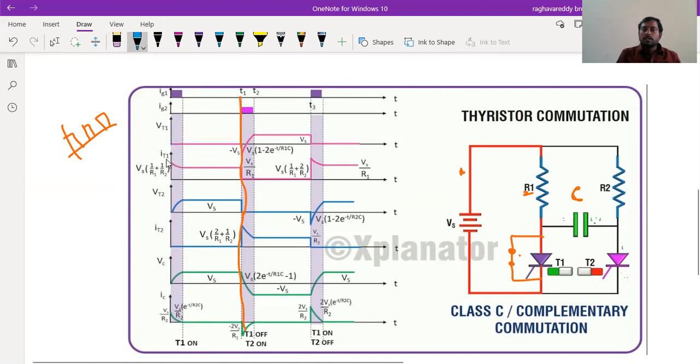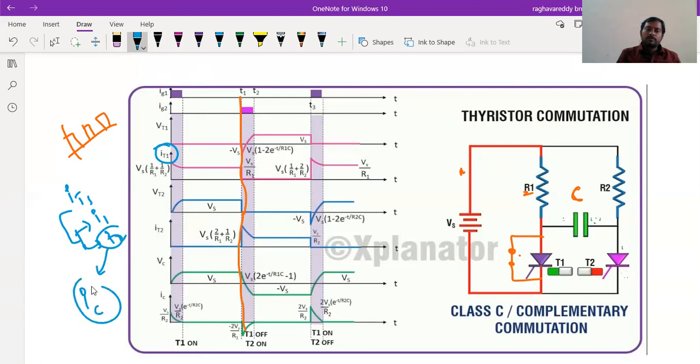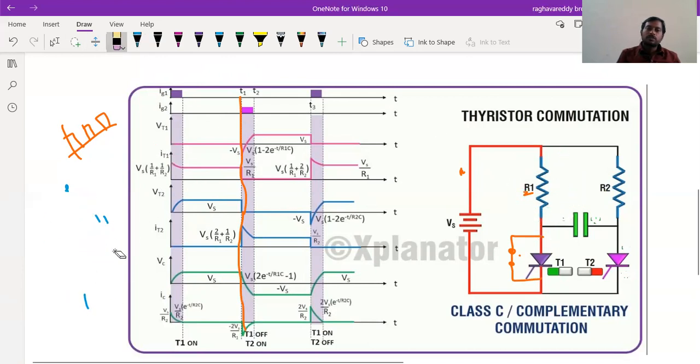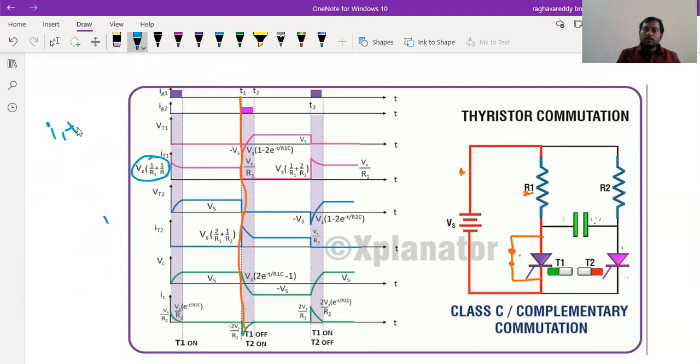Now IT1 is the current through thyristor T1, which I already discussed. One is I1, another one is I2. I2 is the current through the capacitor. One is in this path and one is in this path. Two currents will flow in this direction. First, this is IT, the total current. Two currents are available. One is I1, that is through R1. Next one is IC, the current through the capacitor.